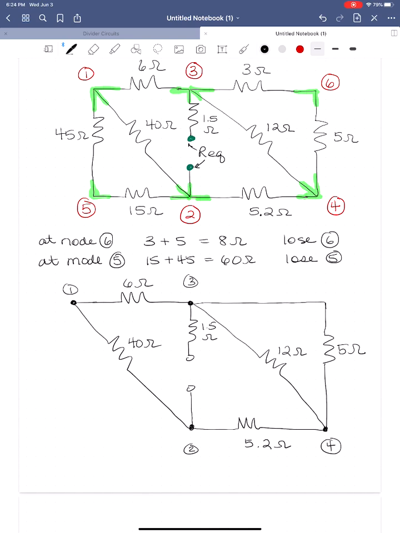Again, we've lost node 6. And the same thing here between node 1 and node 2. Use the highlighter. Between node 1 and node 2, we're going to have the 60 ohm series combination, and we'll lose node 5.